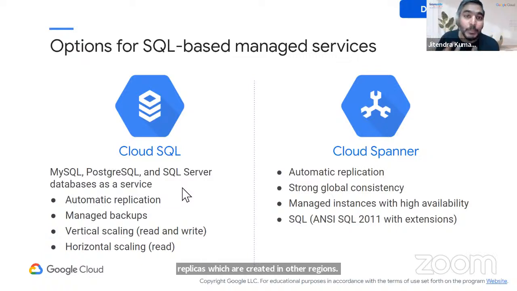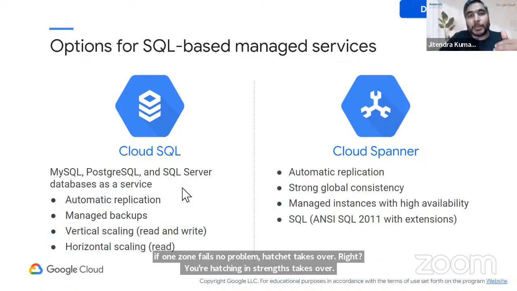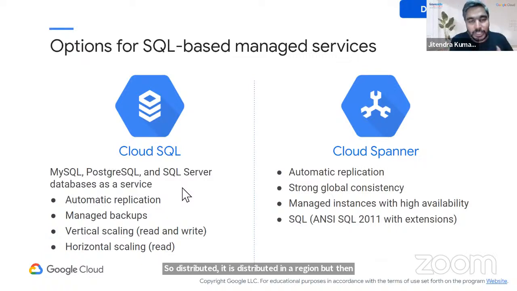Right, so basically both HA and DR kinds of situations are managed here, simply because you could have an HA instance which is created in one zone and the primary instance in another zone. So if one zone fails, no problem, HA takes over. Right, your HA instance takes over. So it is distributed in a region, but then read replicas are sitting outside the region. So if this whole region goes away for some reason, right, connectivity or power loss or any other failure which could happen, then we could actually promote our read replica to become the primary instance there. Right, so this is also possible.